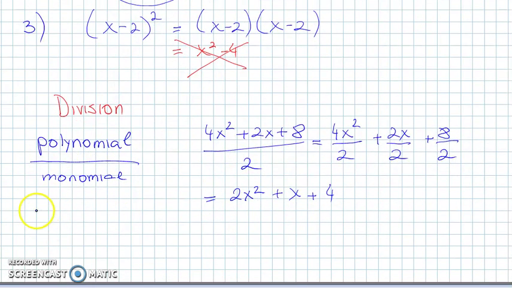So I will give you the last example, where polynomial is divided by binomial, in the next video lesson. Right now we are finished.